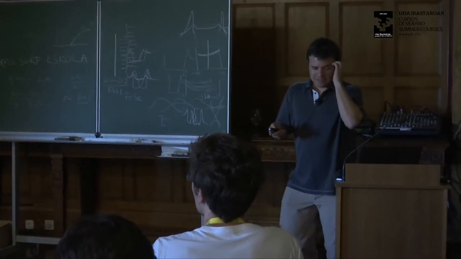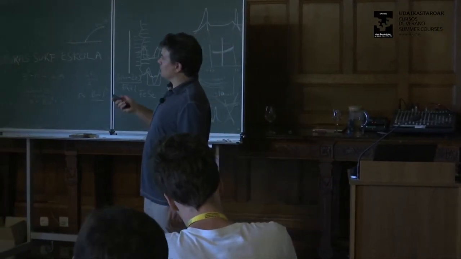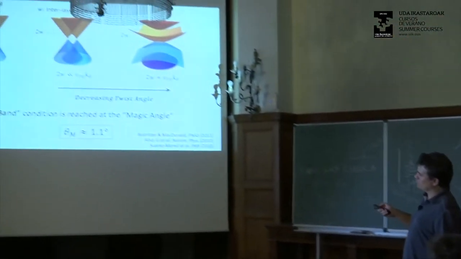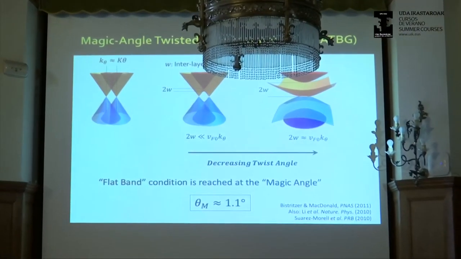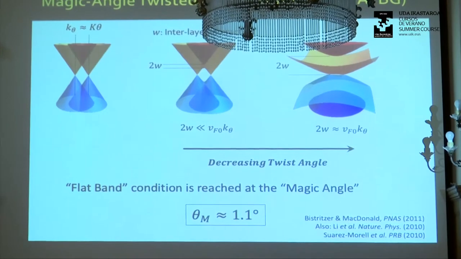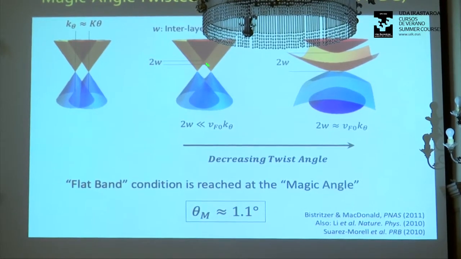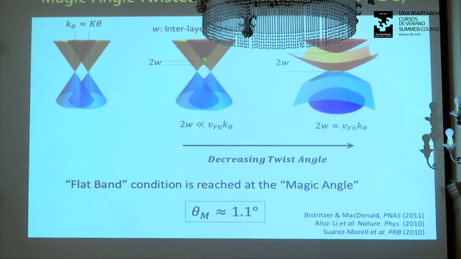Just as a reminder about what I told you yesterday: magic angle twisted bilayer graphene. You have the two Dirac cones from the two graphene sheets in momentum space. If you bring them close to each other, due to the interlayer tunneling you have a band splitting. If this interlayer tunneling is of the same order as the height of that crossing point, then you go into this flat band condition, and this occurs at an angle called the magic angle. This magic angle depends on the interlayer tunneling. If it increases, the magic angle is a different angle. If it decreases, again, it's a different angle.